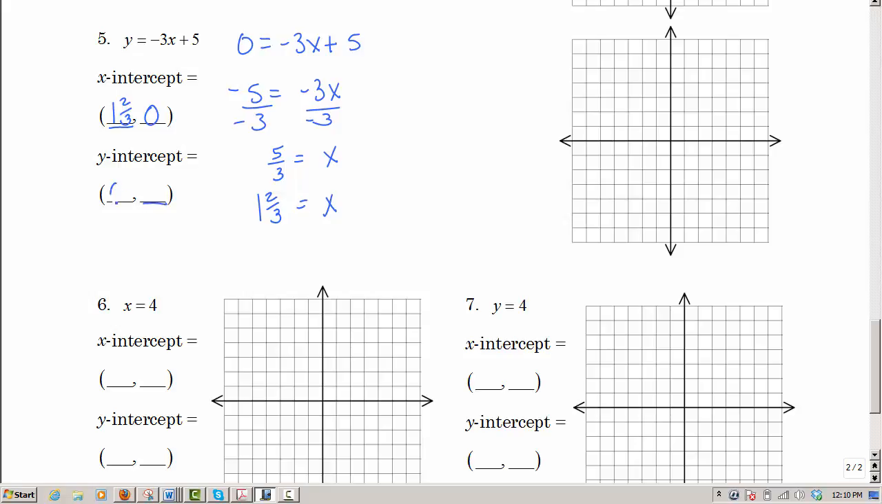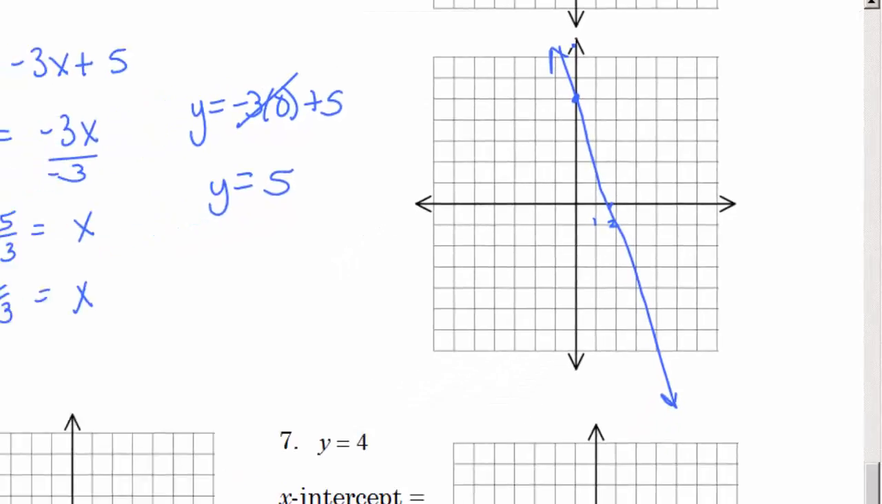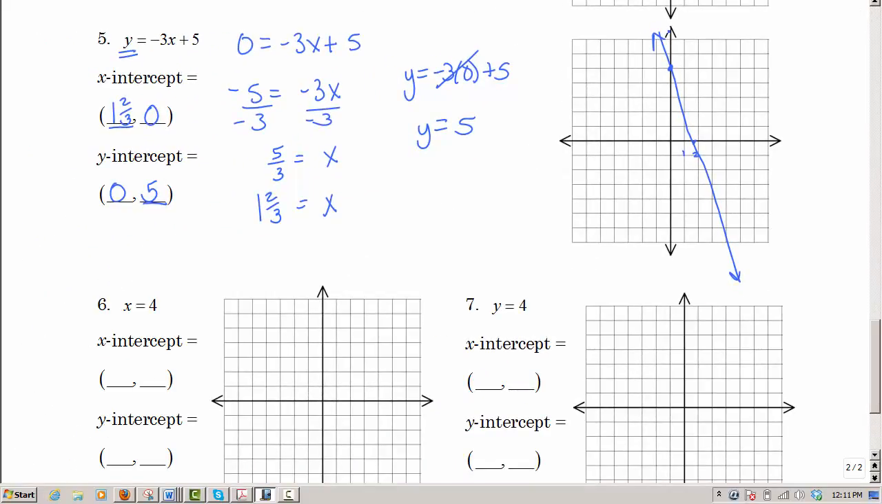So I want to find y, so you let x equal to 0. And again, that's the easy one, especially when it's solved for y. So x is 1 2/3. So if this is 1 and that's 2, so it's 1 2/3, really close to 2. Then our y-intercept is at positive 5, 1, 2, 3, 4, 5. And so I need to connect those points. And please use a straight edge. So pretty easy, even if you have fractions.